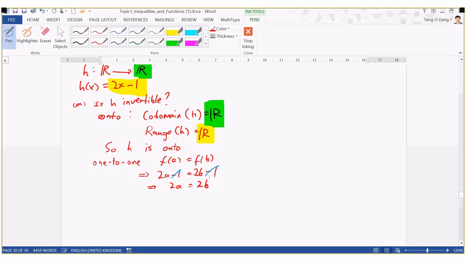So part B requires us to find a formula. So we can use this way to do it. H inverse of X, acted upon by H, will return us X.